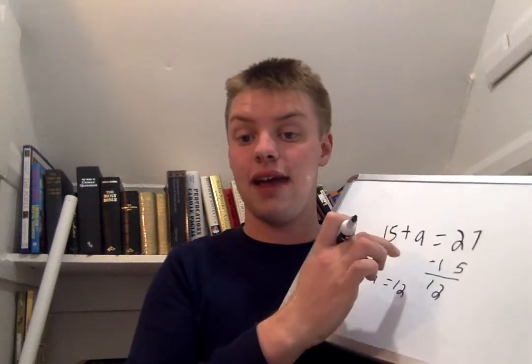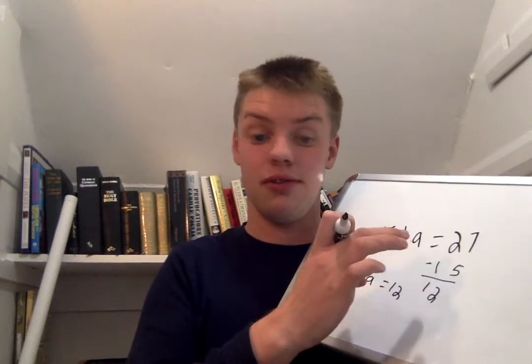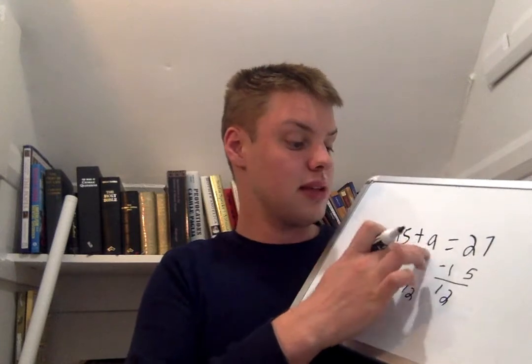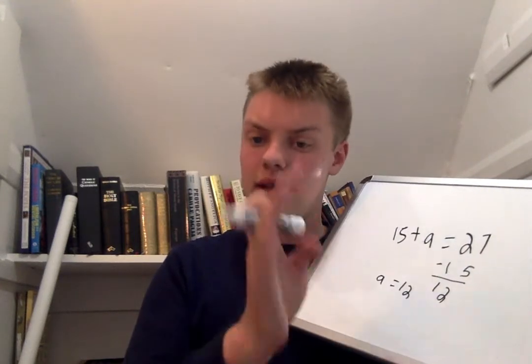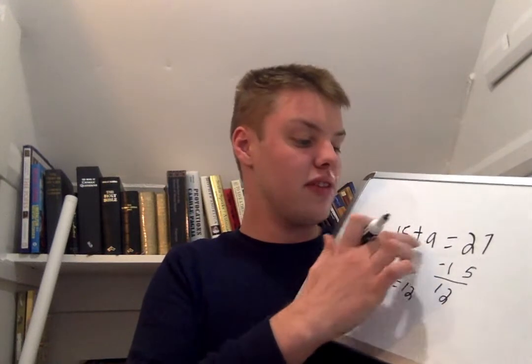Let's do lesson 125, which is called Evaluating Expressions. So we have seen, hopefully, problems like this, wherein we have a letter that substitutes for a number. So we have 15 plus a equals 27. What is a? In other words, what do we need to get from 15 to 27?